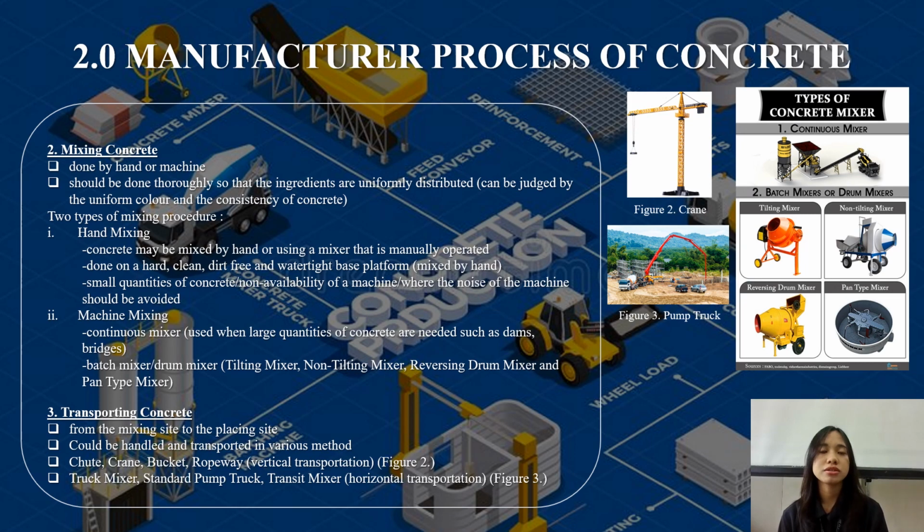The next process is mixing concrete. It is either done by hand or machine. It should be done thoroughly so that the ingredients are uniformly distributed. It can be judged by the uniform color and the consistency of the concrete.